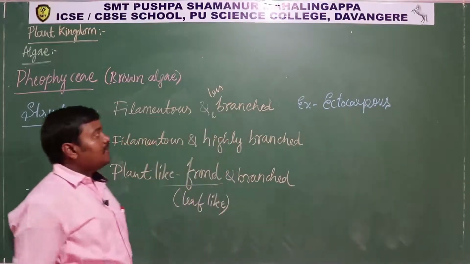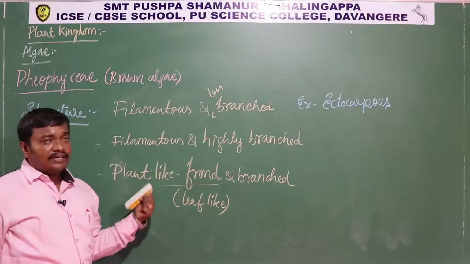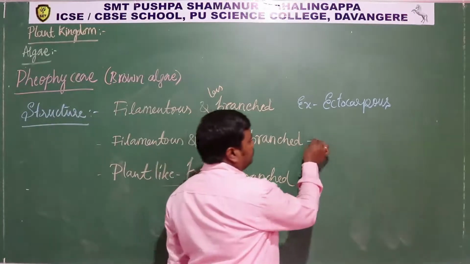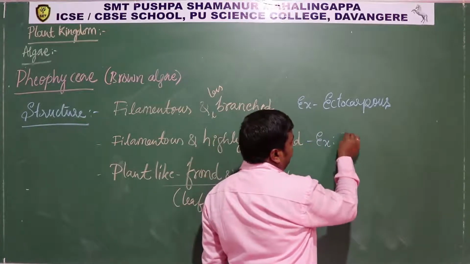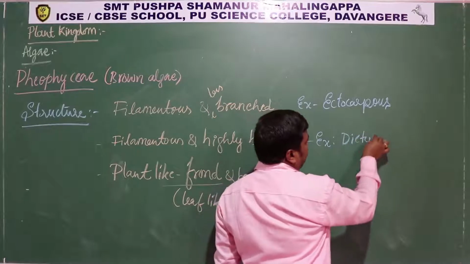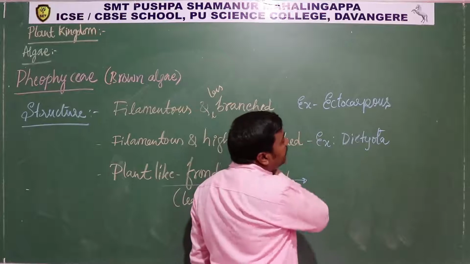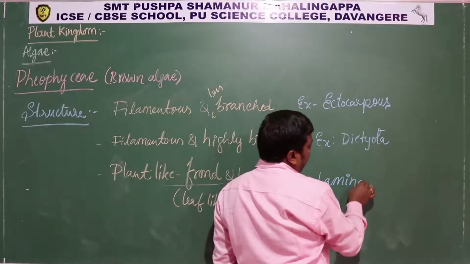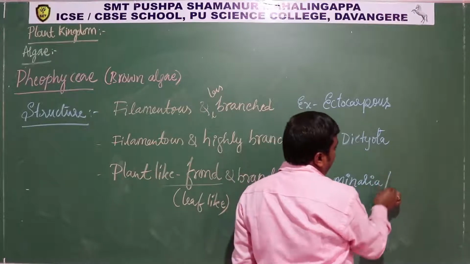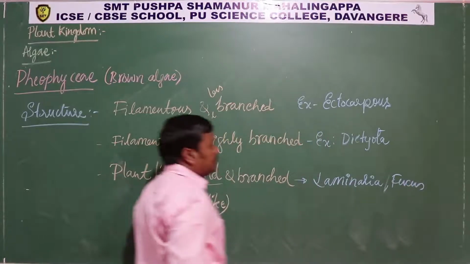Ectocarpus is an example of filamentous and less branched. Filamentous and highly branched, for this we can take the example of Dictyota. And for this we can take the example of Laminaria and Fucus.